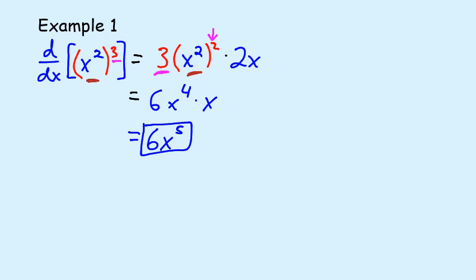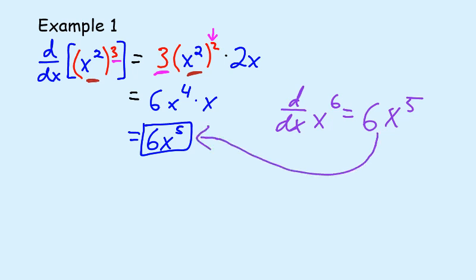Now, if we had converted this originally to x to the 6th power, then the derivative of this would have ended up 6 times x to the 5th power, which is the same thing that we got using the chain rule. I just wanted to show you this so you know it definitely does work.